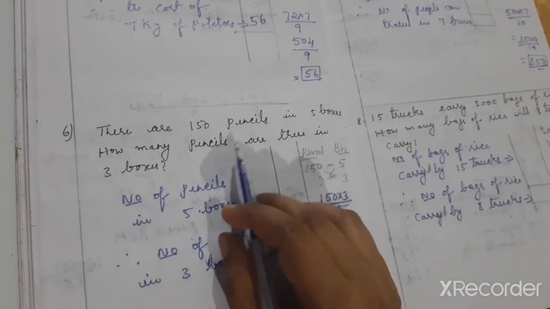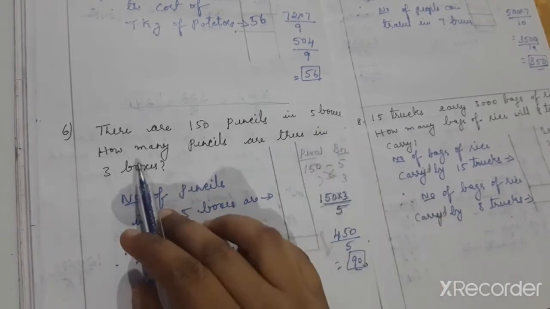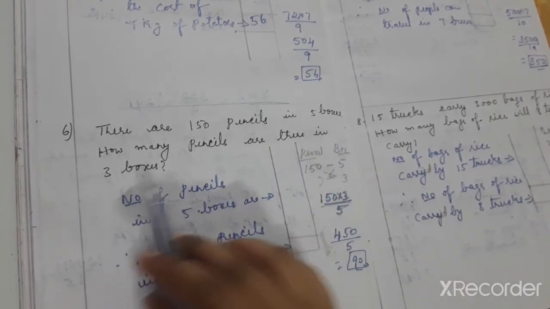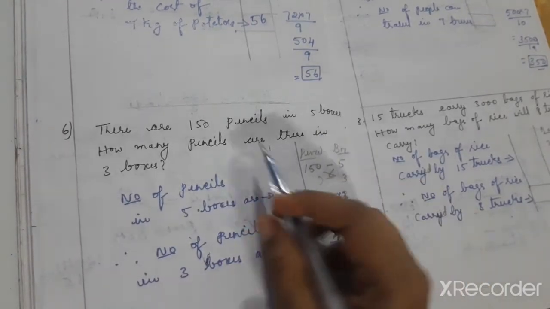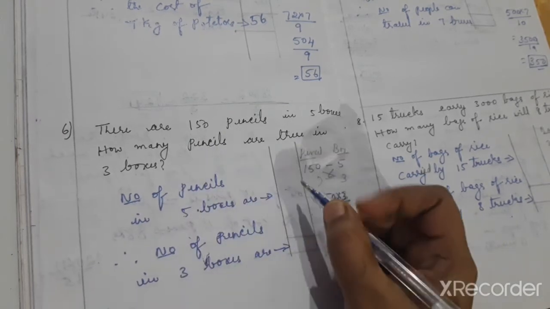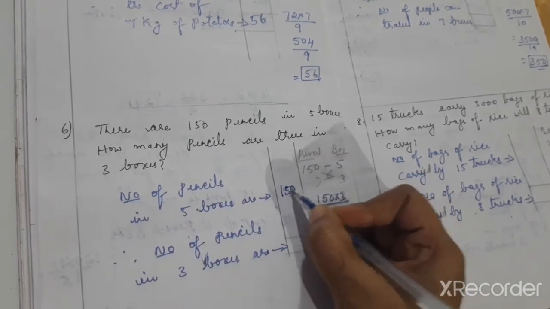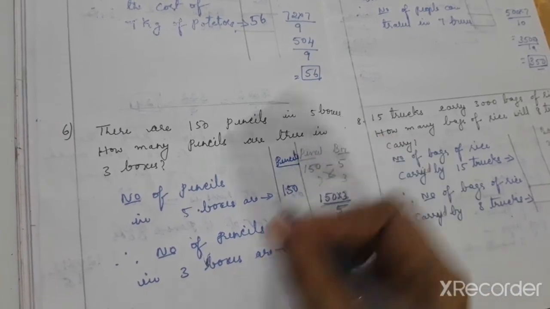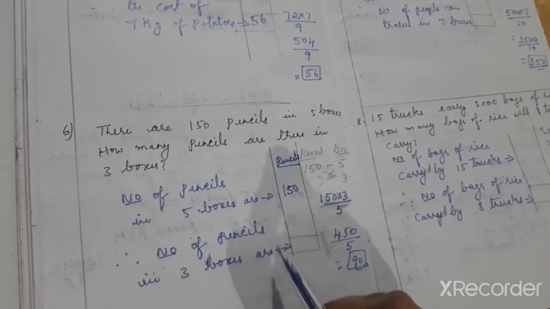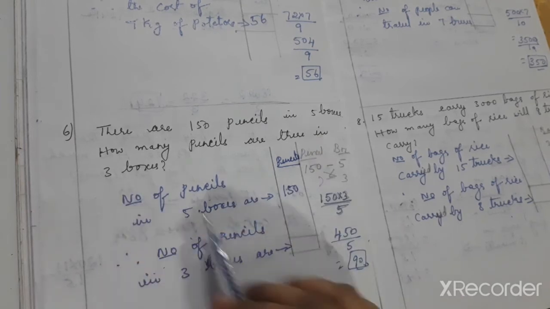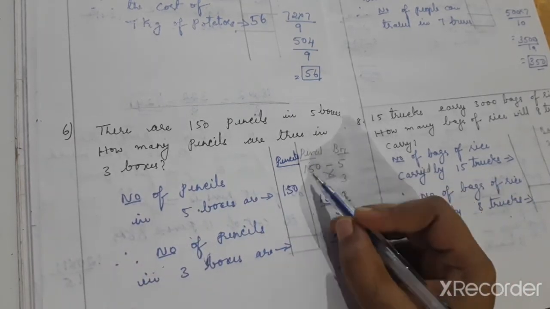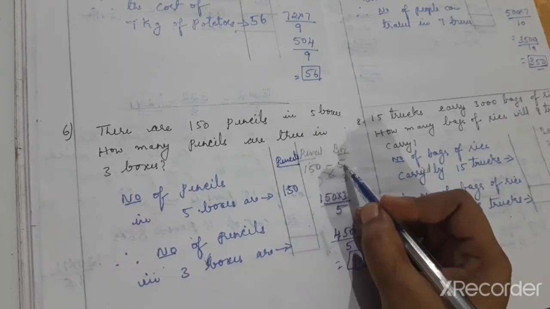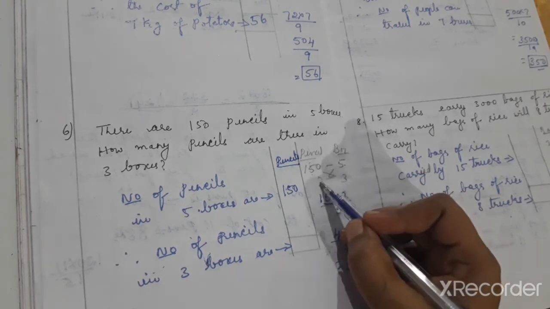Next, there are 150 pencils in 5 boxes. How many pencils are there in 3 boxes? Number of pencils in 5 boxes are, how much? There are 150 pencils. Therefore, number of pencils in 3 boxes are. Okay, that we have: pencils and boxes. 150 pencils in 5 boxes. So, 3 boxes, how much?